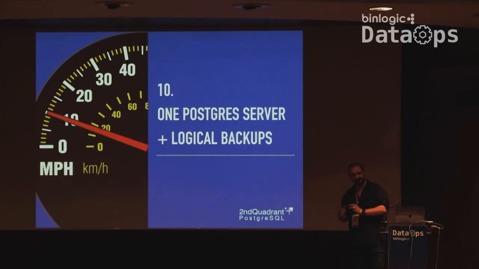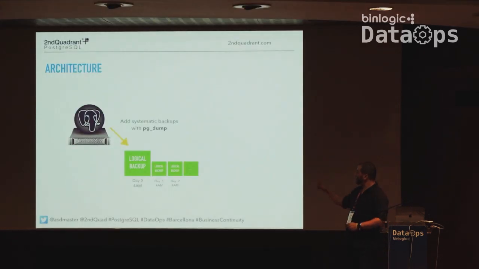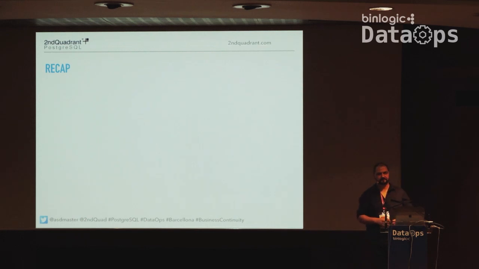Let's move a bit further, okay? We talk about one Postgres server and we add backups to that, okay? So we systematically execute pg_dump, for example, using a cron, and we have a logical dump of the database every day at 4 a.m., okay? So day 0, day 1, day 2, we continue to archive the dump. Let's analyze this. How do you feel now? You think it's safe having backups like this?